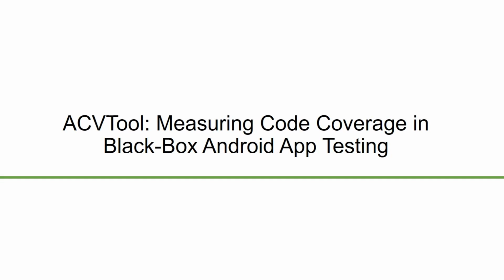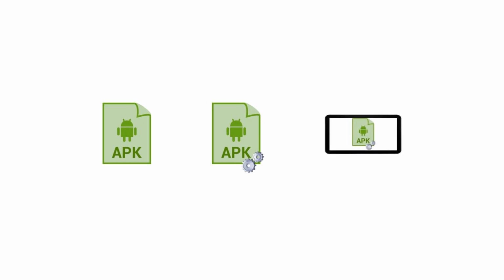In this demo, we're going to show you ACVTool. ACVTool is a novel tool for measuring black box code coverage of Android applications. To measure code coverage of an Android application, we modify it at the bytecode level. This allows us to track all the bytecode instructions executed while we test the app.